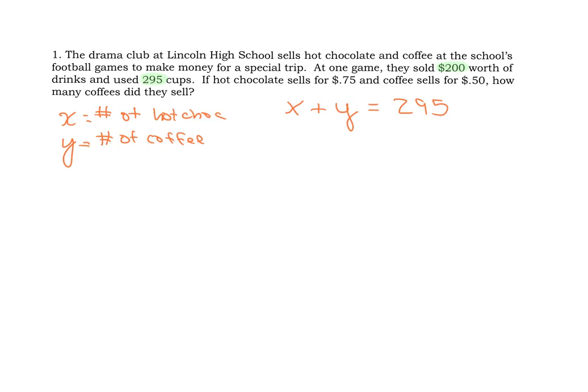Now the next total is money, so I'm going to put the money in front. So if hot chocolate sells for 75 cents a cup and coffee sells for 50 cents a cup, they have a total of $200, and there's your system of equations.